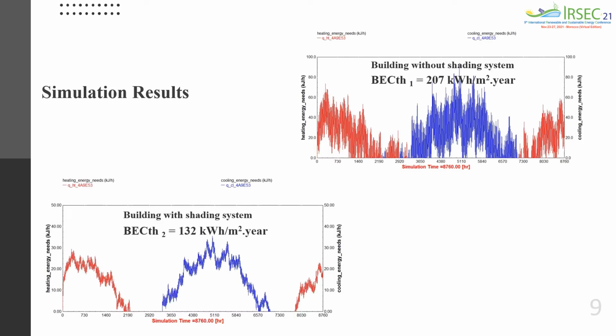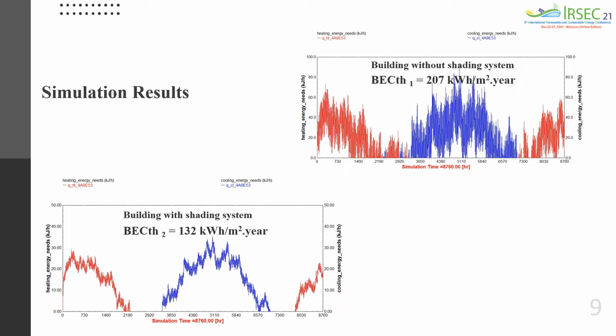Moving on to the simulation results. The first graph shows the variation of energy needs during 1 year, which equal 207 kWh per square meter. That puts our building in the energy consuming category.